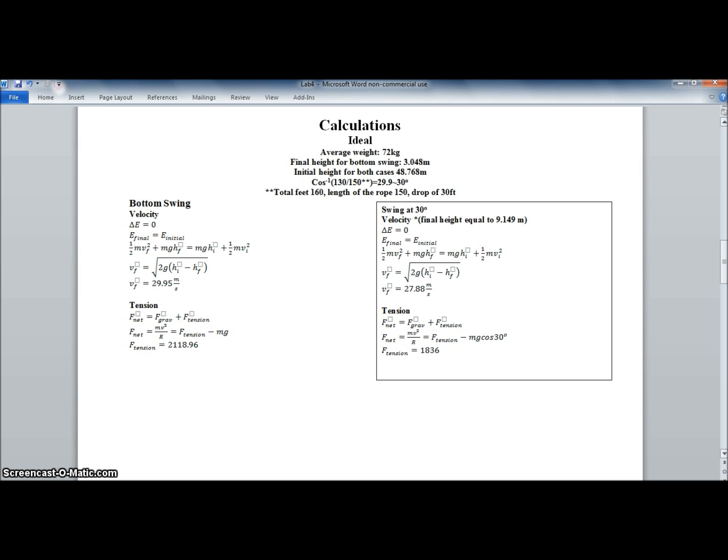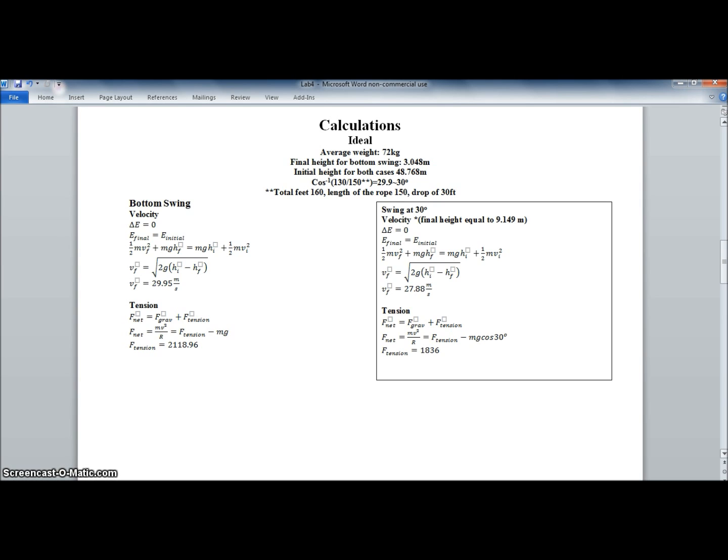Using the idea that F net equals the sum of all forces, we see that the forces acting on the point particle system are made up of the tension of the rope along with the force of gravity acting in the opposite direction. Since the ideal system can be considered centripetal motion, we can set the sum of the forces equal to mass times velocity squared divided by the length of the rope to get our tension at the bottom of the rope.